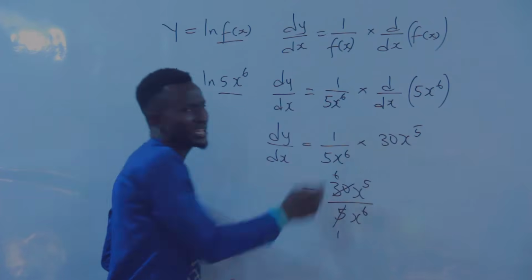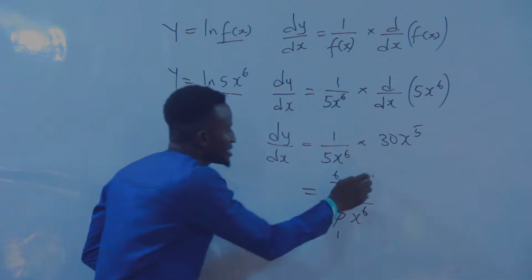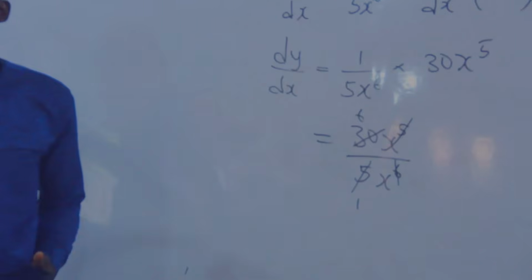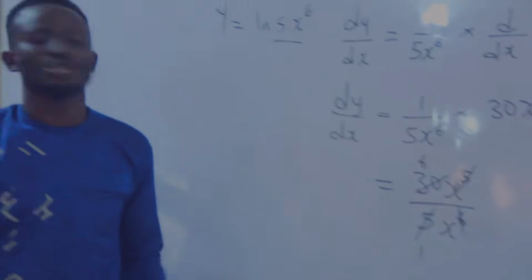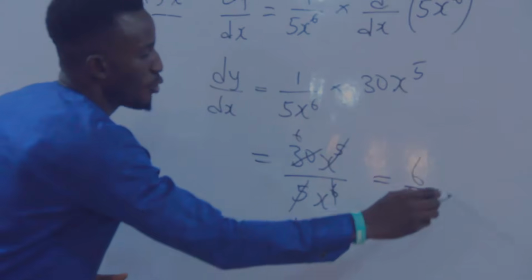You notice that we have x raised to power 5 here, and x raised to power 6 at the denominator. Then x raised to power 5 will cancel 5 out of the x raised to power 6 at the denominator. It will remain just one x. And you notice that the final answer here is 6 over x.